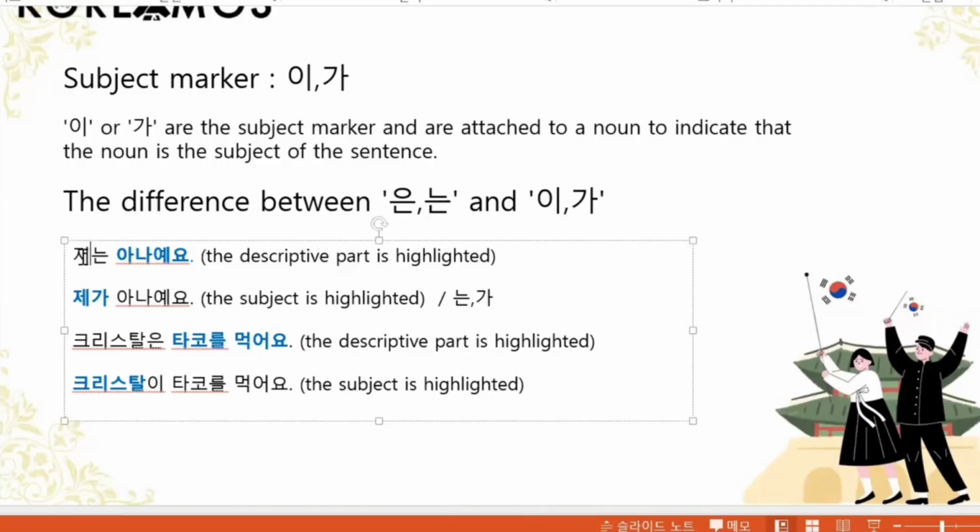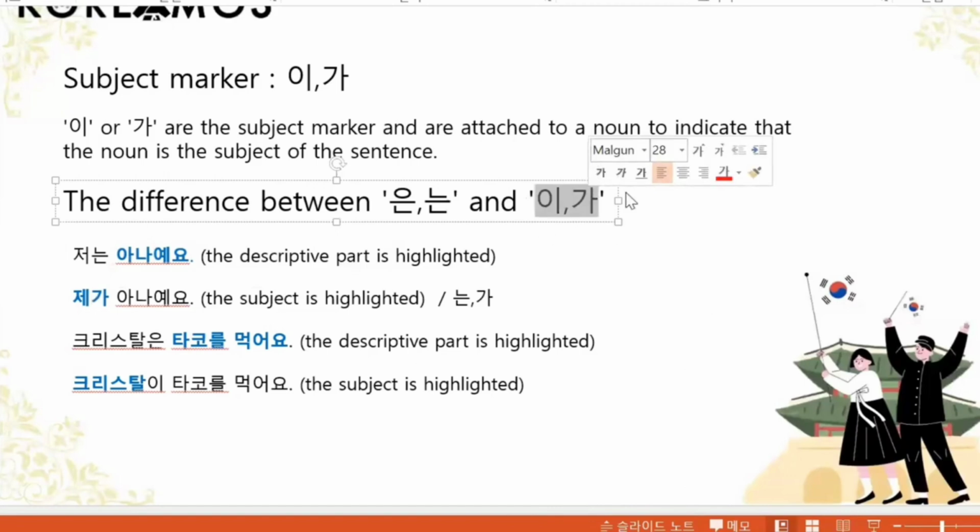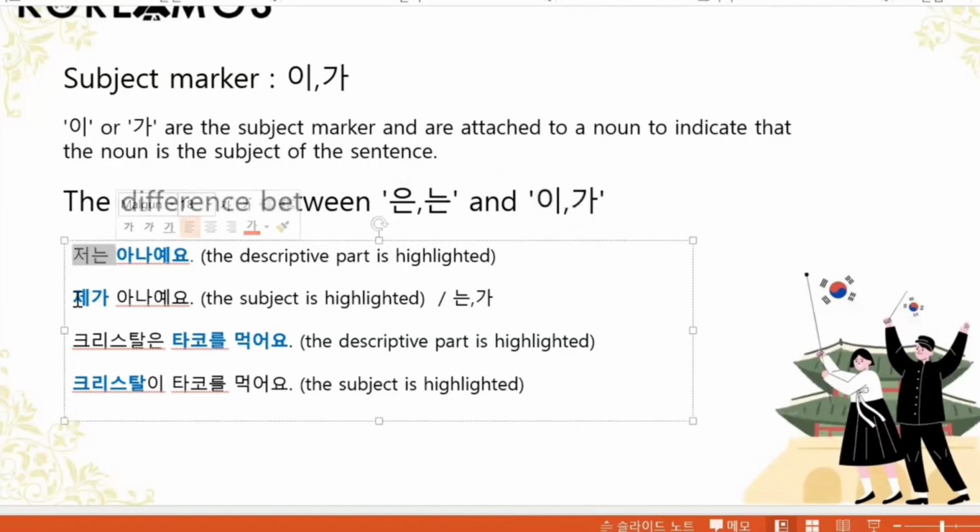However, the subject marker is different. We use 는, and here we use 가. The difference between 이 and 가 is that if the subject ends in a vowel, we use 가, and if the subject ends in a final consonant, we use 이. So we always say 저는 or 제가. We never say 저은 or 제이.